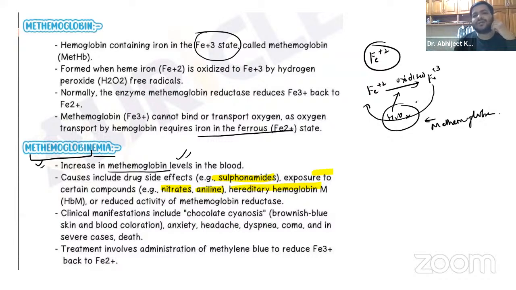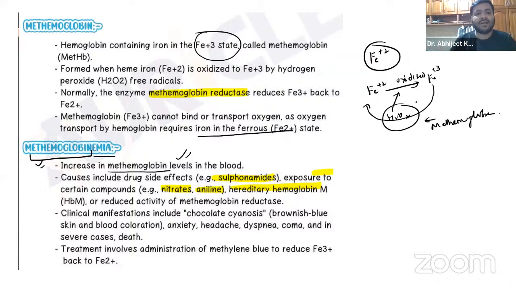Or there is one more enzyme in the body, that is methemoglobin reductase. If methemoglobin reductase is not working normally, guys, what will happen if there is reduced activity of methemoglobin reductase? Will it be able to convert Fe plus 3 back to Fe plus 2? No, obviously. And Fe plus 3 cannot bind to the oxygen, so it will not transport the oxygen in the blood.